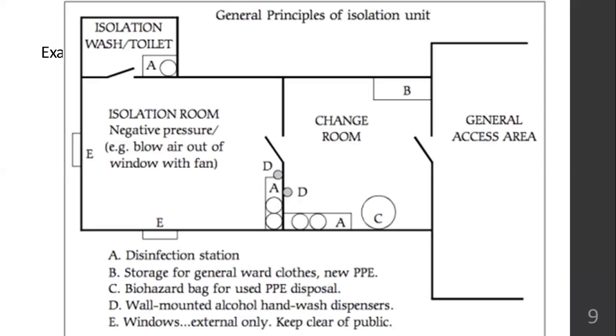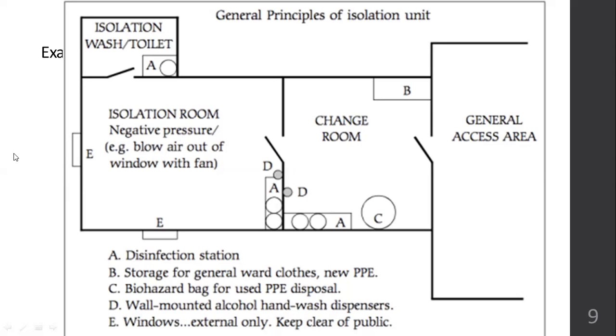So this is an example of an isolation facility. This is the general access area. This is where the visitors should deposit their belongings, go inside the change room, wear the PPE, and enter the isolation room. It is a negative pressure room.